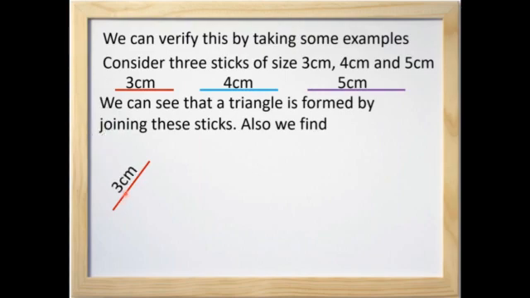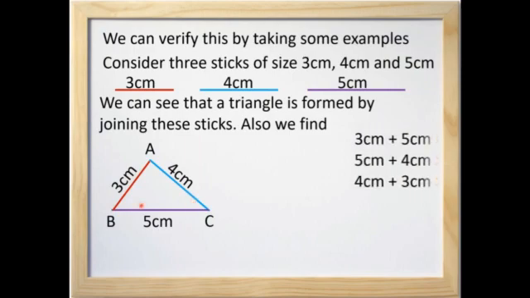Yes. And now you have to join this 3 cm stick with a 4 cm stick. And now again you have to join these two sticks with a 5 cm stick. Can you all see, children, that a triangle is formed with these measurements? Now we will verify this property.